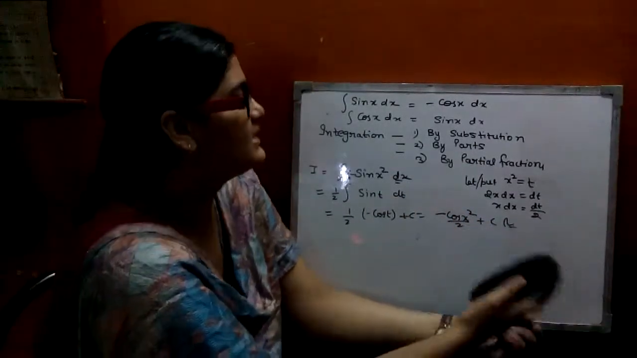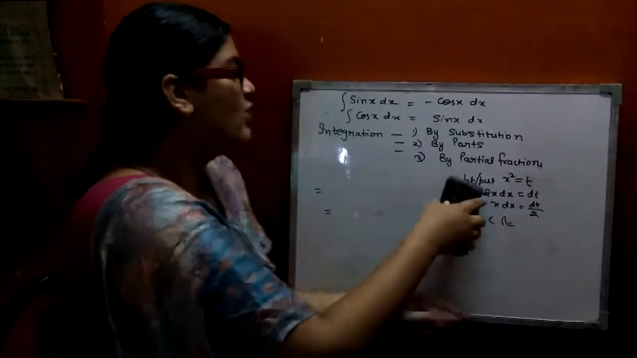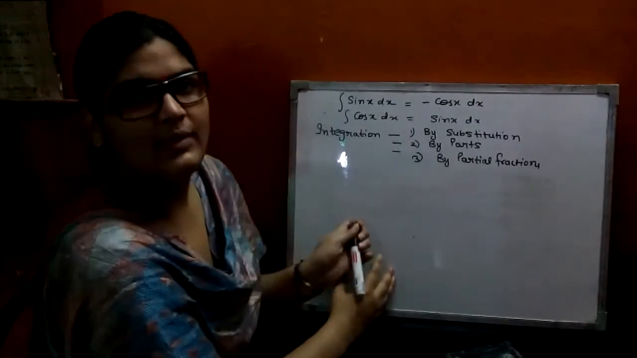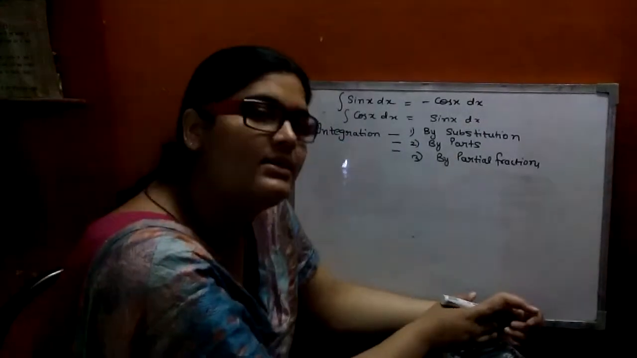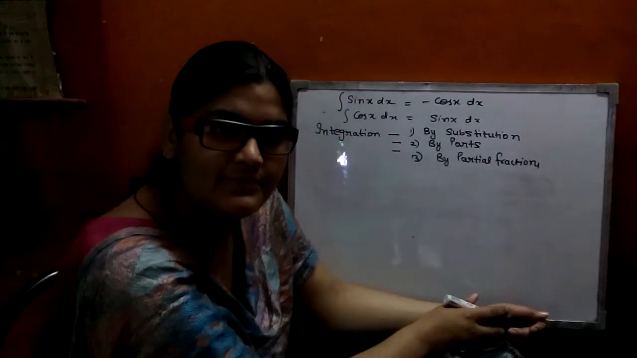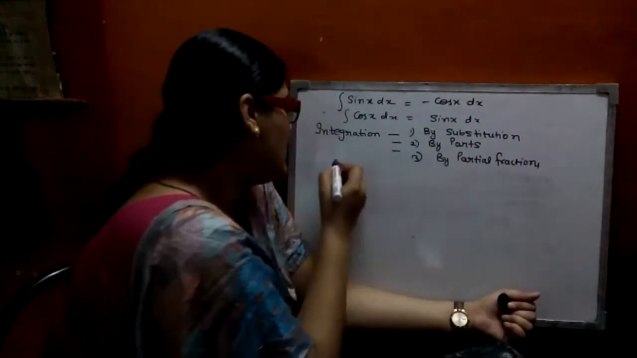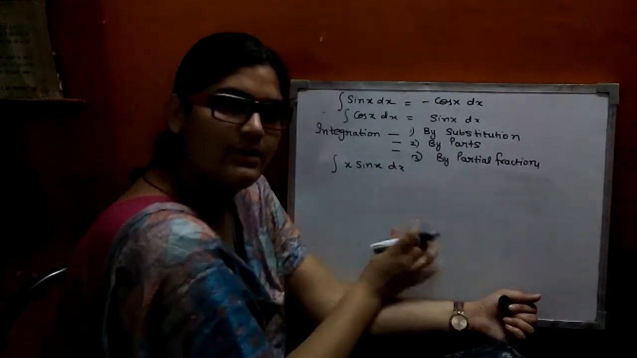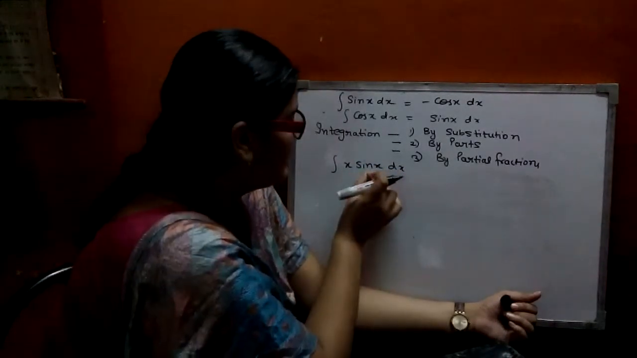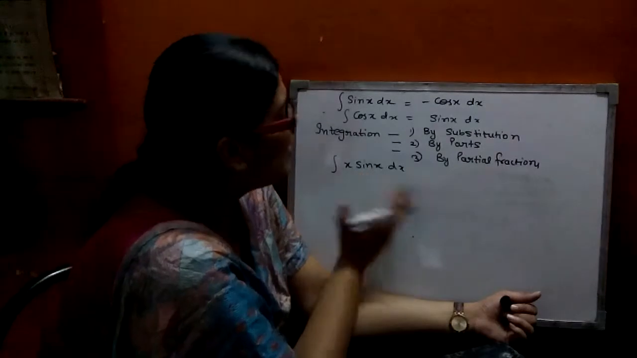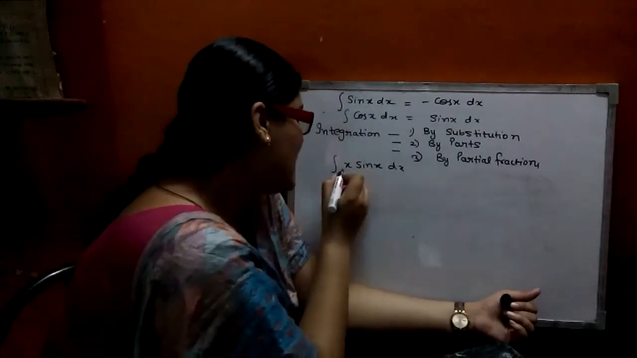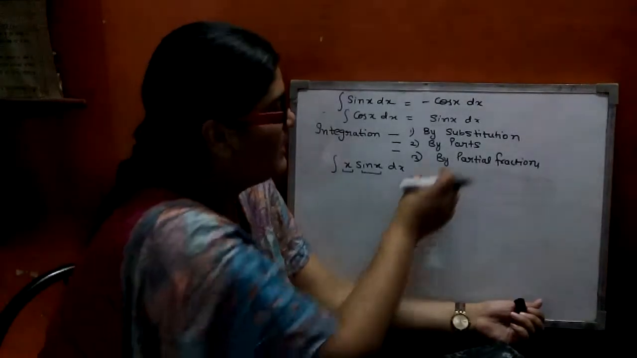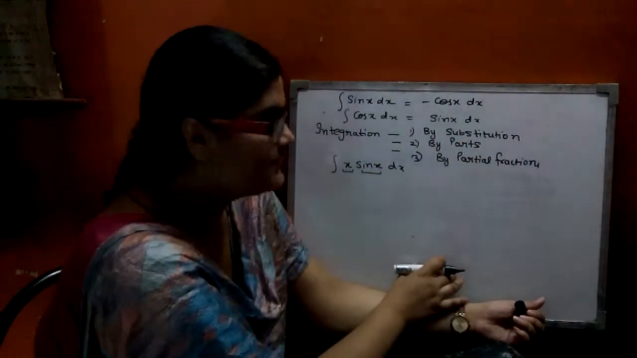Next is by parts. For by parts, you have a formula. Do you remember the product rule in differentiation? Similarly here, if we have two functions in product form, or in quotient form, then we apply the by parts formula for integrating it.